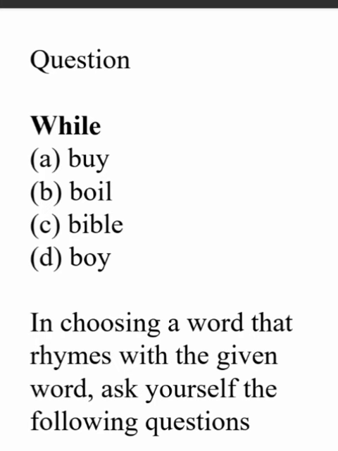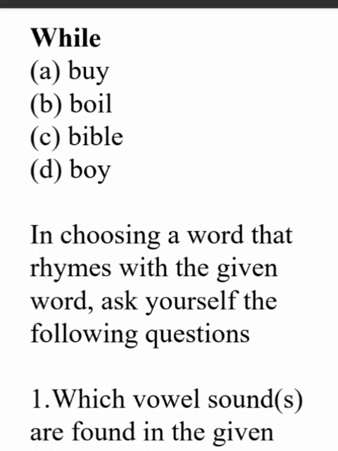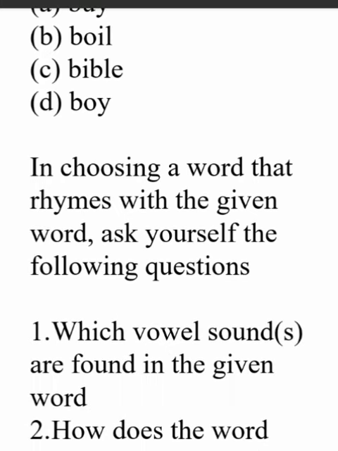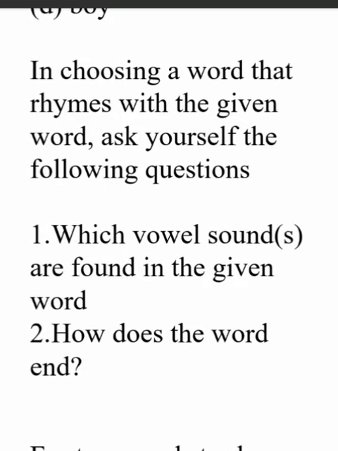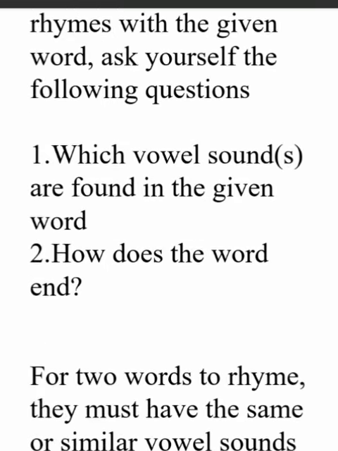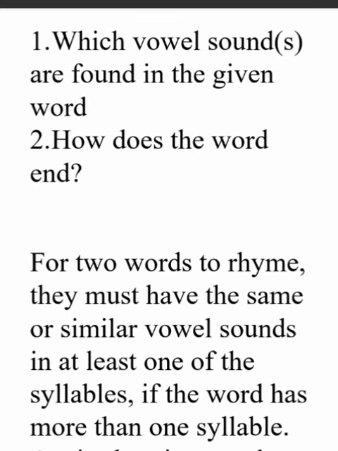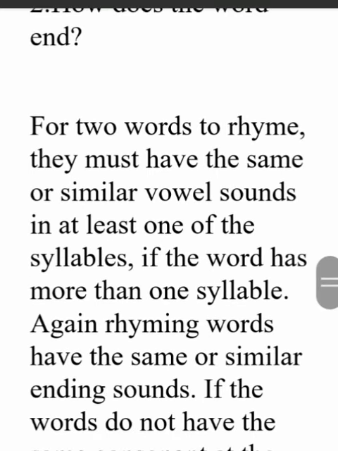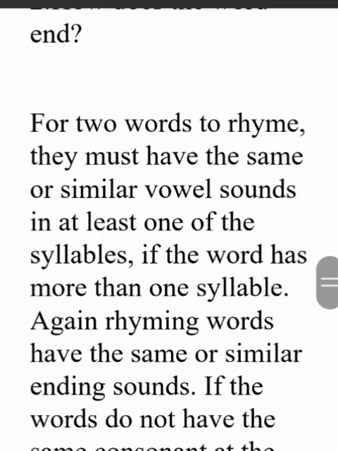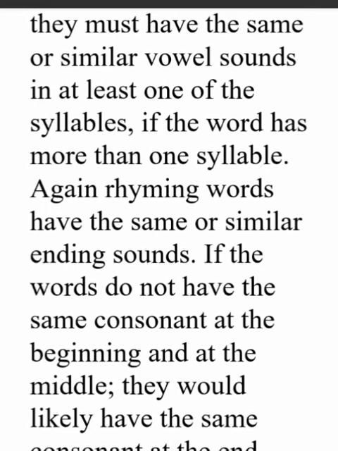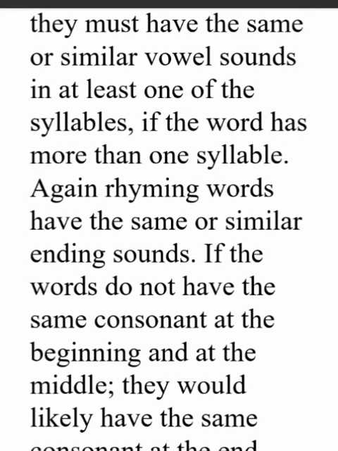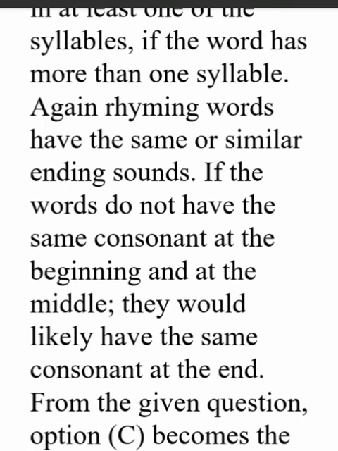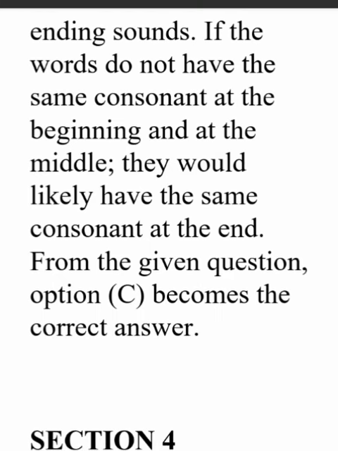In choosing a word that rhymes with the given word, ask yourself the following questions. 1. Which vowel sounds are found in the given word? 2. How does the word end? For two words to rhyme, they must have the same or similar vowel sounds in at least one of the syllables, if the word has more than one syllable. Again, rhyming words have the same or similar ending sounds. If the words do not have the same consonant at the beginning and at the middle, they would likely have the same consonant at the end. From the given question, option C becomes the correct answer.